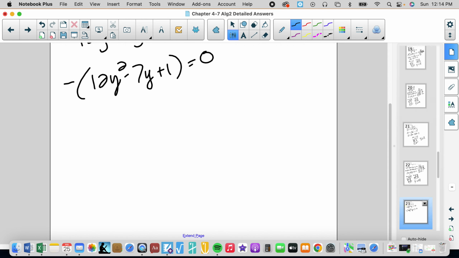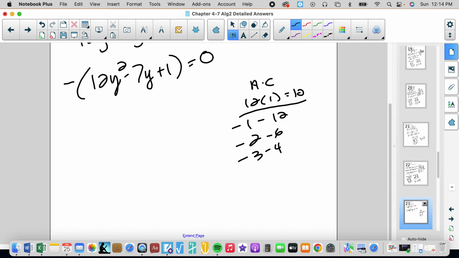And now I'm going to look, it's not a special case, so I'm going to do A times C. 12 and 1 is 12. Factors of 12, I should be able to throw out those factors. Super easy. Signs are the same. Both are negative. And this is negative 7. That's my middle. I can just jump to that also. These are skills that will make you better. Minus 3y minus 4y plus 1 equals 0.